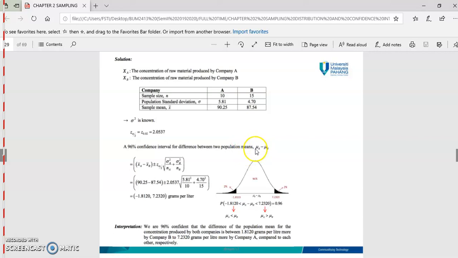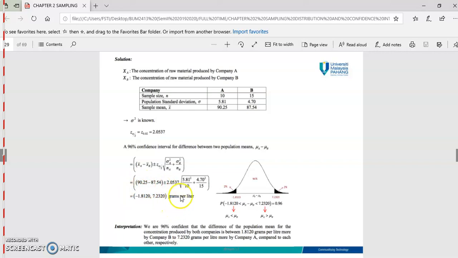So here we do A minus B, so you will have S bar A minus S bar B. Find the value of the Z here. For 96%, alpha 0.04 divided by 2, you will have 2.0537. Make sure you know how to find this value. It is on page 36 of your statistical table. Then you do the calculation here.